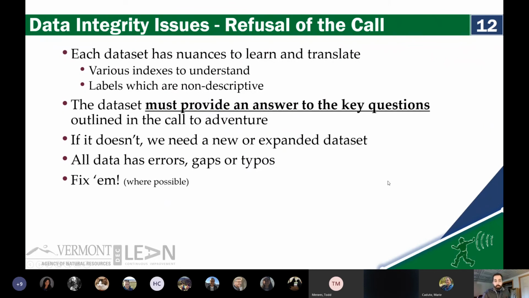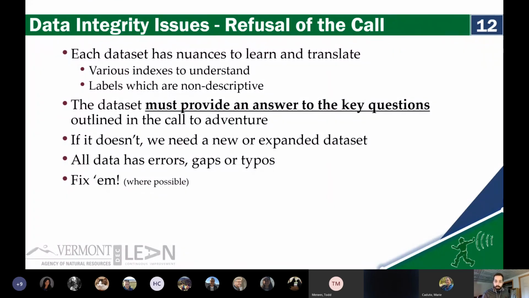So data integrity issues are a refusal of the call. I don't think I've ever gotten a data set and I've looked at it and gone, yep, this is good. This is exactly what I need, formatted the way I need it. I don't have any errors, any corrections, any modifications I have to make. Getting a data set into a form where you can do something with it is a lot of work, and it might be the most vital part of the entire process.